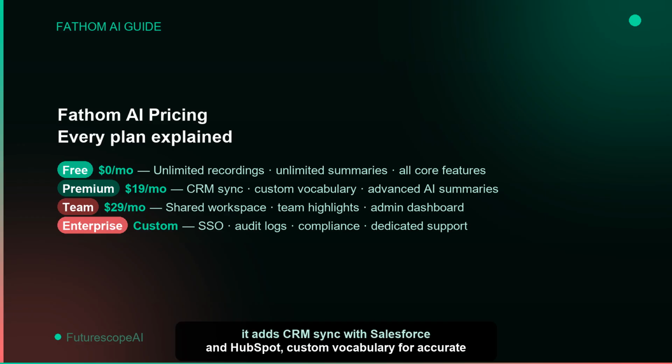Premium is $19 a month. It adds CRM sync with Salesforce and HubSpot, custom vocabulary for accurate transcription of your product and technical terms, and access to advanced AI summary formats. Team is $29 a month, a shared team workspace, shared highlight playlists, and an admin dashboard. Enterprise is custom-priced, single sign-on, audit logs, compliance features, and a dedicated support contact.